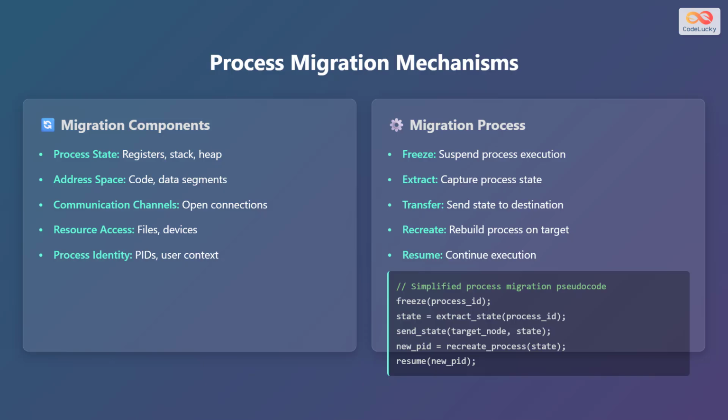Here is a simplified process migration pseudocode. First, freeze the process using the process ID. Then, extract the state from the process ID. Send the state to the target node. Recreate the process using the state and store it in a new process ID. Then resume the process with the new process ID.